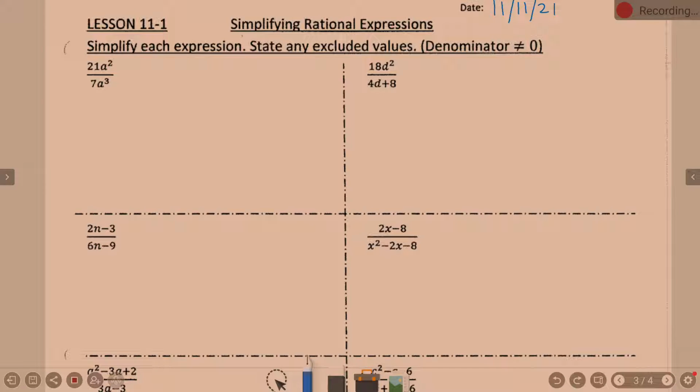Okay, so chapter 11 is rational expressions. When we talk rational, we're talking about something that can be expressed as a fraction. Okay? So notice everything on this page is a fraction. If you flip through your notes packets, things are fractions. So it's all about how we deal with rational expressions.